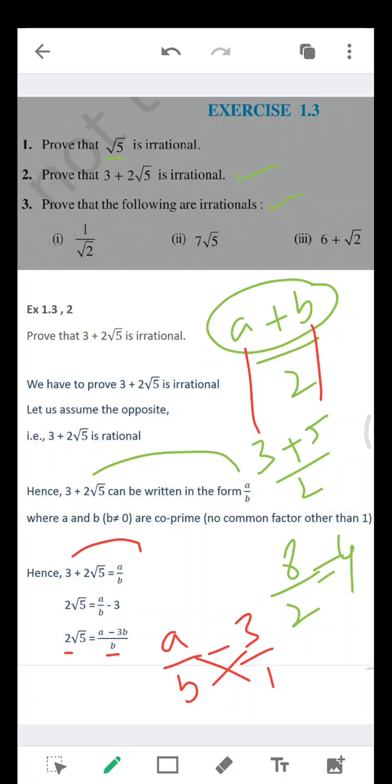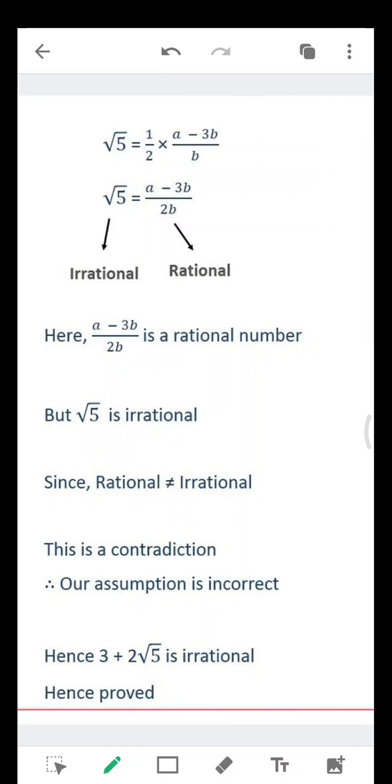Now still 2 is remaining here, even this 2 I'll take in the denominator in the next step. So you can see the 2 came here and became 1 by 2, or you can write it as 2b directly. 2 was here, it came in the denominator now. So only root 5 is remaining alone on the left. This is the procedure we have to follow for any type of question, whatever may be the numbers. You should transpose everything to the right and keep only the number in the root. So root 5 is equal to a minus 3b by 2b.